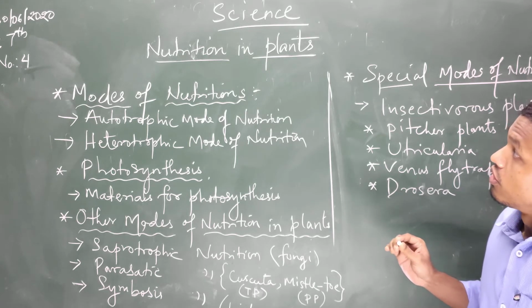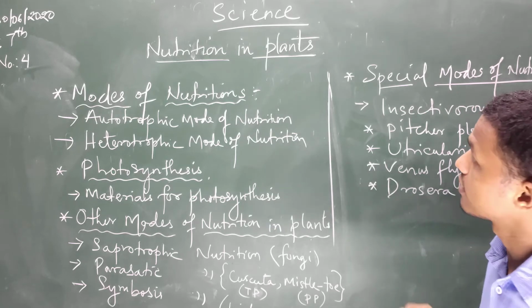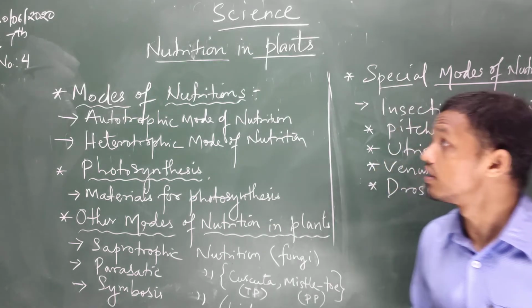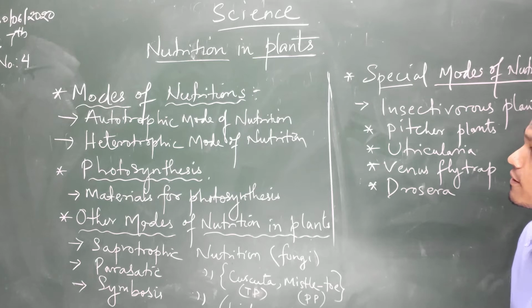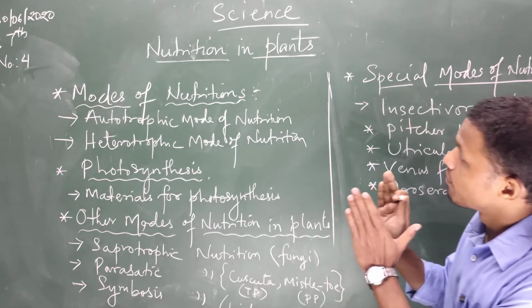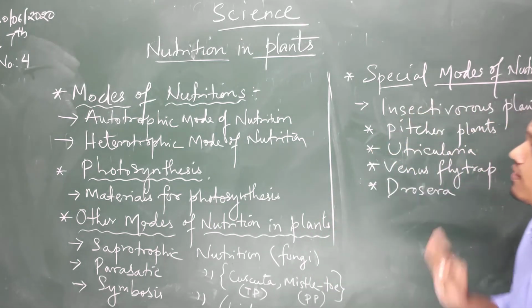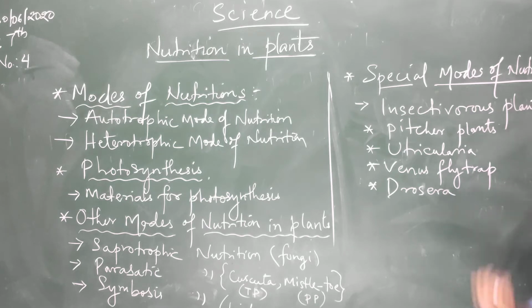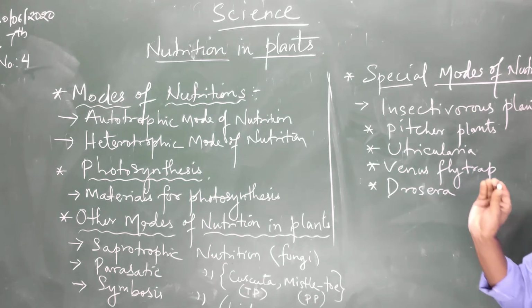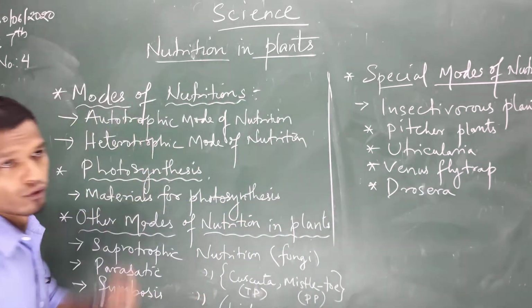So we have chapter 1 of science, 7th class. In 7th class, chapter 1 that we are studying, the heading is nutrition in plants. Hope you have clearly understood the definition of nutrition. Nutrition is nothing but food for the plant. Nutrition clearly refers to the food, the components of food.